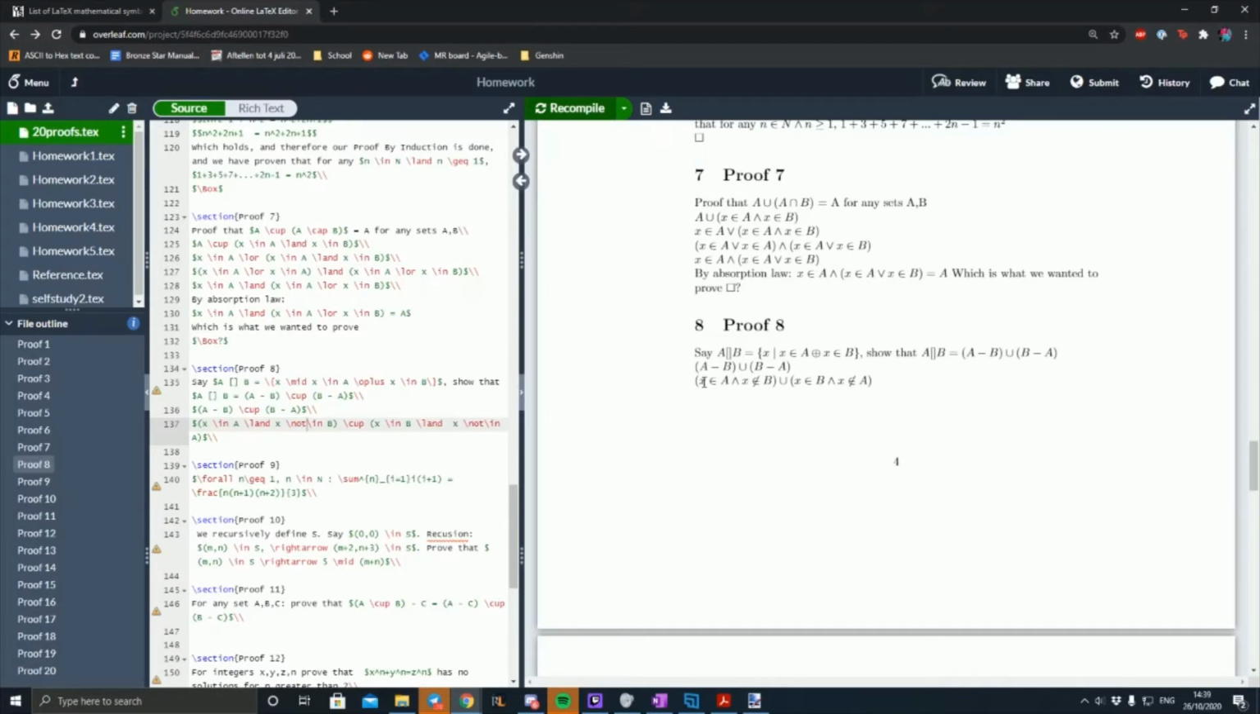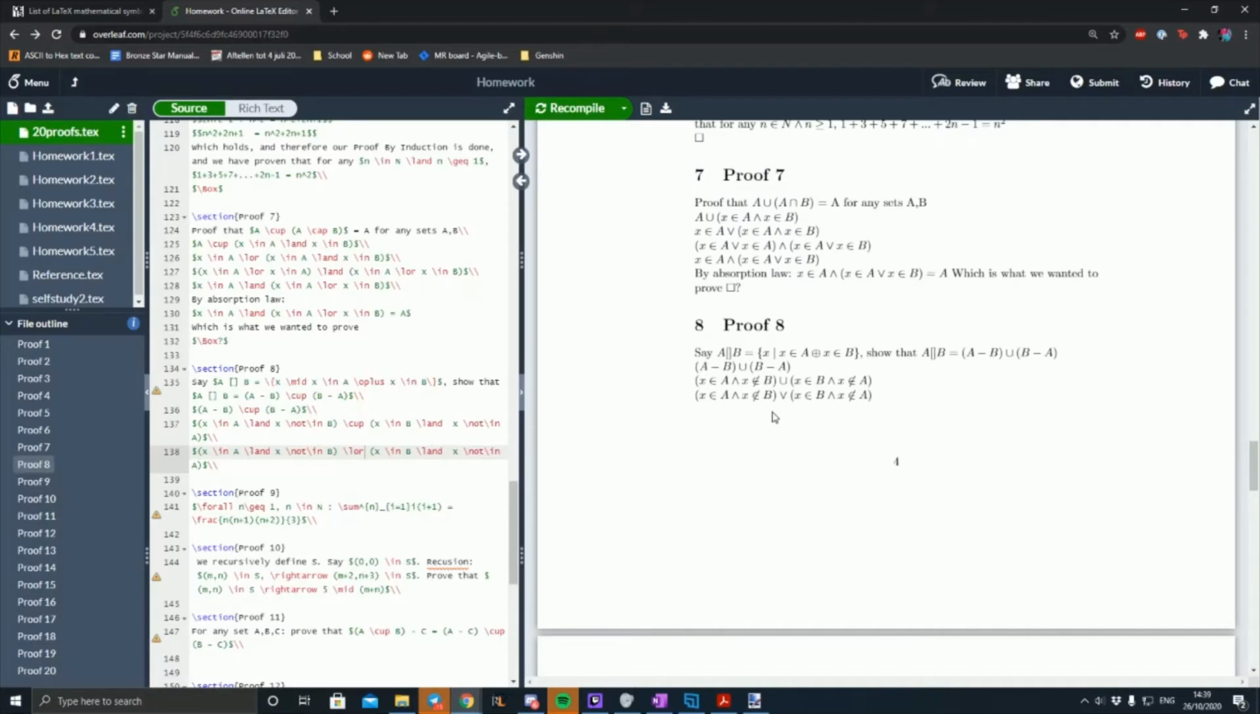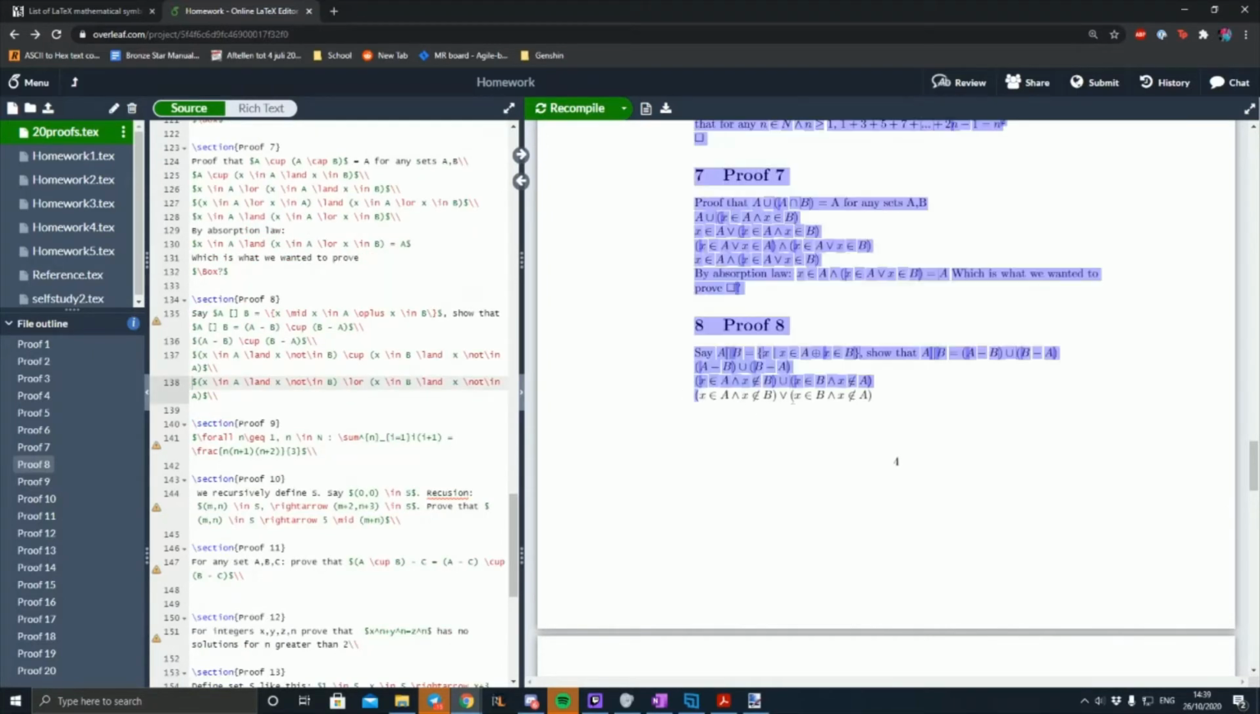Yeah, so we have x part of A or x part of B, and x not part of B, or, and that should be the logical next step, so this should be a logical or. And we can say this by definition of the union. Okay, so now we have it in this type of statement.